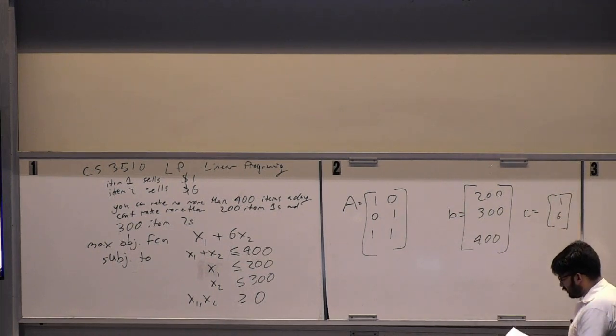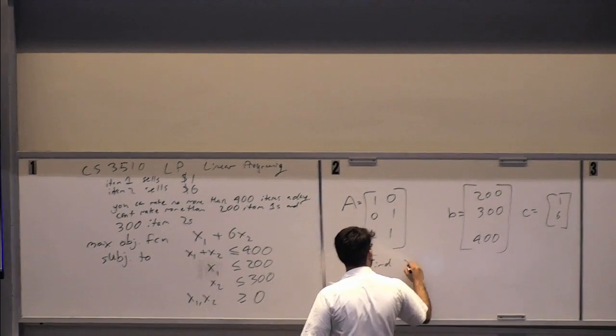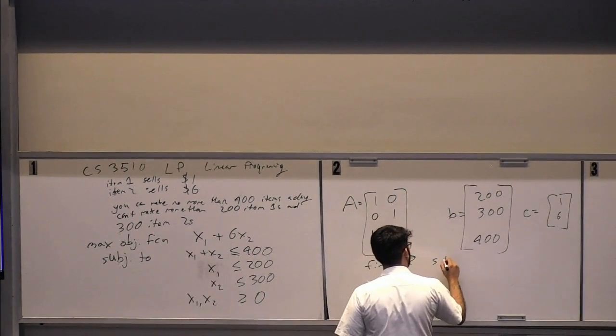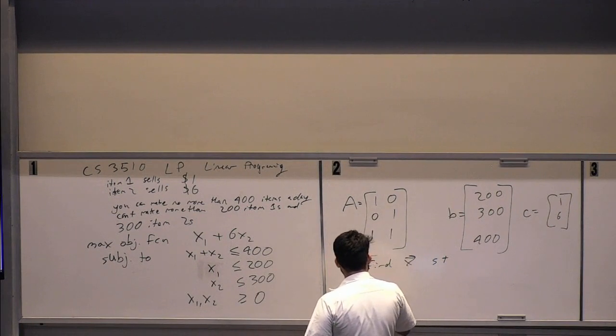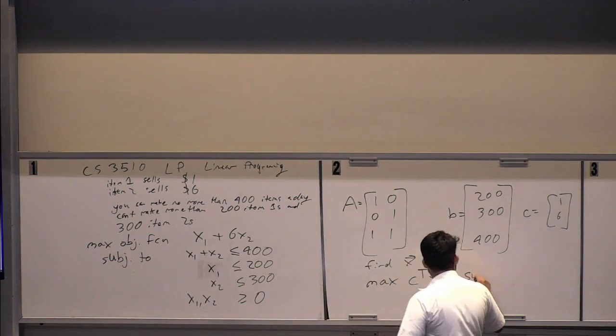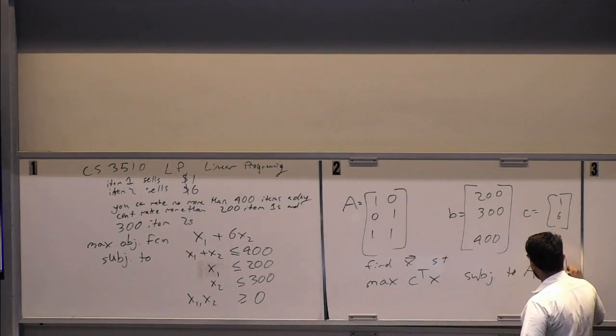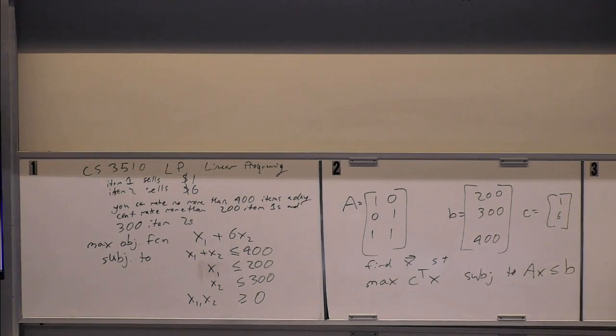And the question is to find a vector X such that you're trying to maximize the transpose of C times X, subject to AX less than or equal to B. So this is what's called the standard form of a linear program. Notice that each linear inequality is a constraint, and we have a set of constraints, which we express as a matrix.